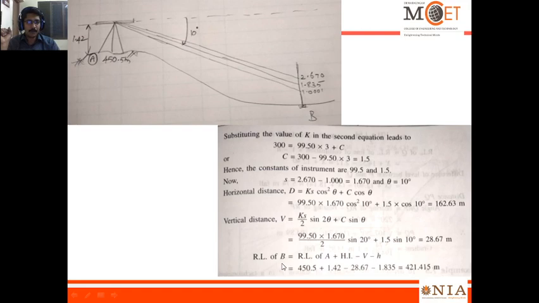Then RL of B is equal to, as I have explained already, RL of A plus height of instrument minus V minus H. Here the H is 1.835 and V we have calculated here, and height of instrument is given as 1.42, RL of A is given. If you substitute all the values, you will get the RL of B. That is the task. So you try to visualize the problem and try to draw, and it is very easy to solve it, right? I hope you understand, friends, right?